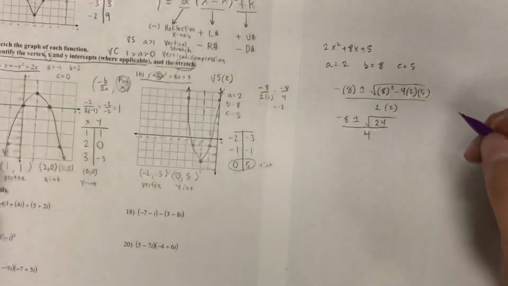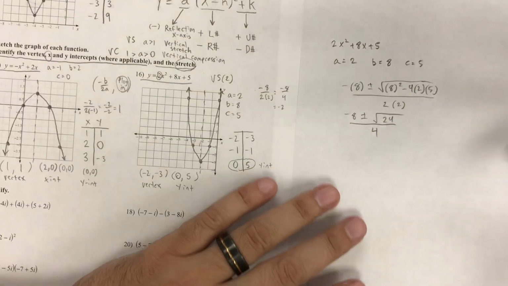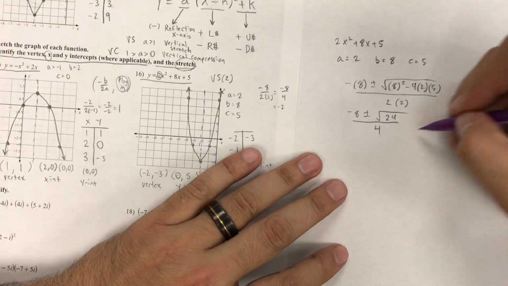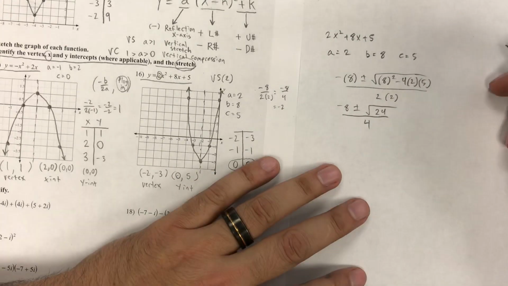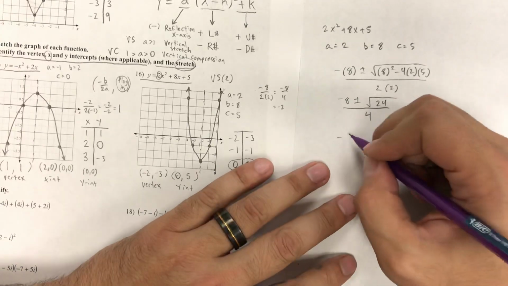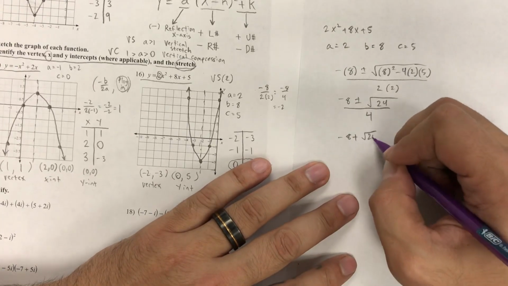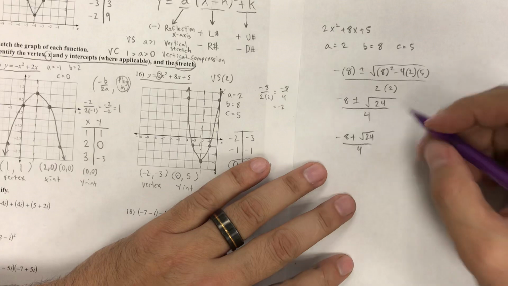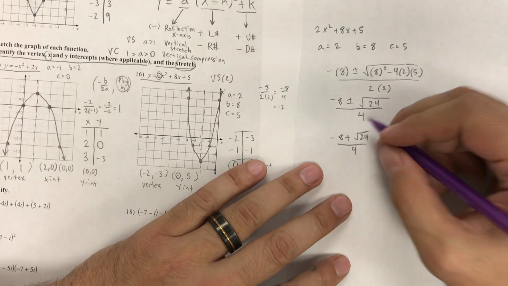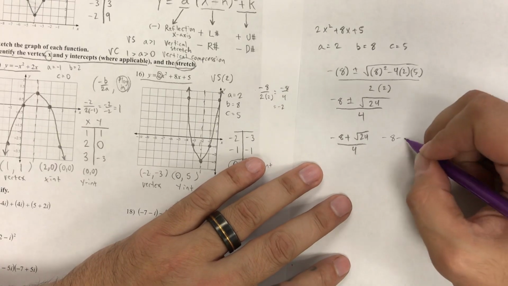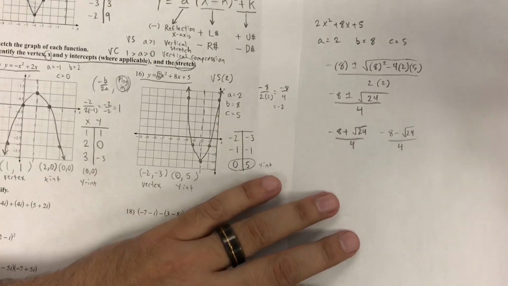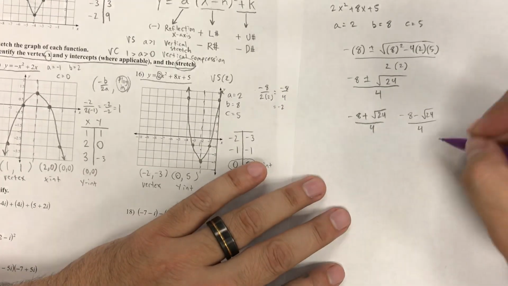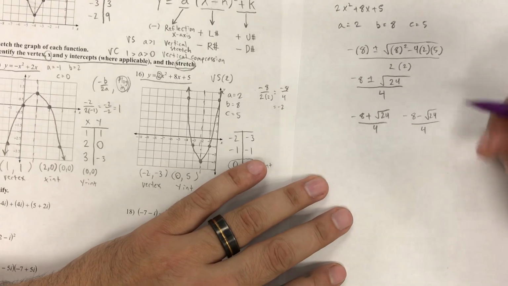So you know what? I know you can reduce this radical a little bit more, but these are your x values for your x-intercepts. They look kind of nasty, but that's what they are. One of the numbers is going to be negative 8 plus the square root of 24 over 4. The other one is going to be negative 8 minus the square root of 24 over 4. That's just how it goes. It's just going to be like that sometimes. So those are your x values, and your y values are automatically going to be 0.